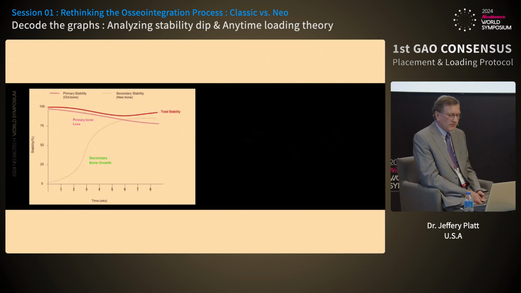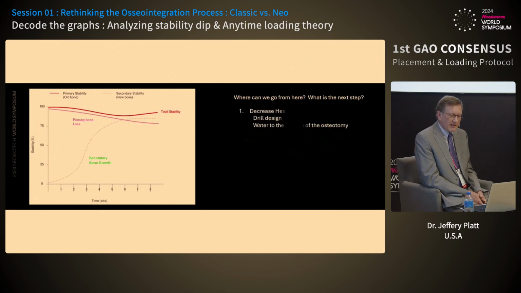So where do we go from here? What can we do to improve on this reality? Is it possible to have less bone loss than approximately 15 to 20%? And what can we do to achieve that?